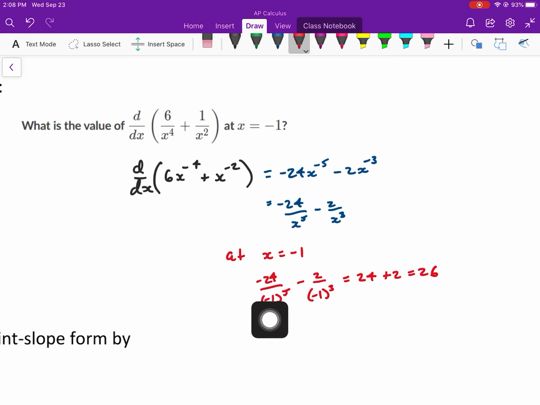So just so you can see that, negative 1 to the 5th is negative 1, but it'll cancel that negative, making it positive 24. Negative 1 cubed is negative 1 as well. But with that negative, it just makes it a positive, so you get 26.